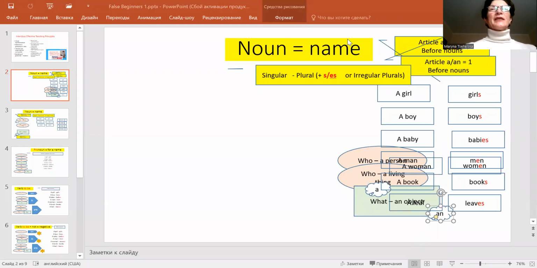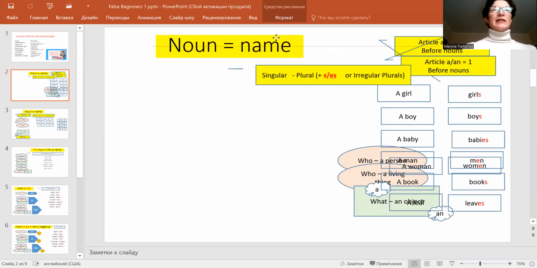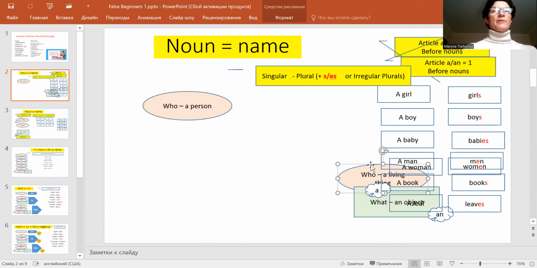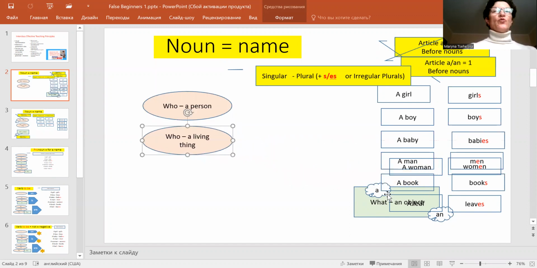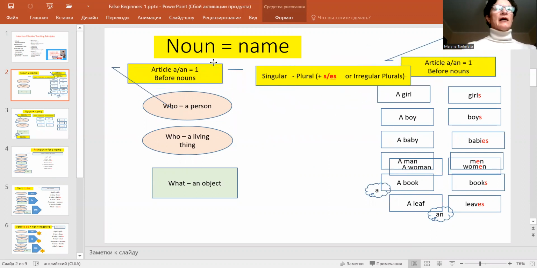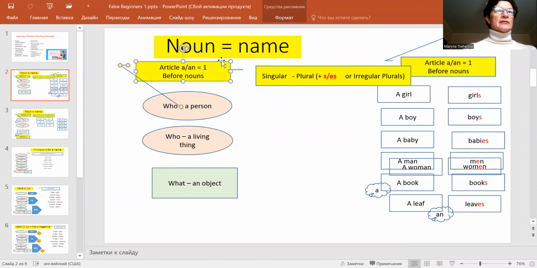Hello. Today we are talking about a noun, which in English means a name. We can name a person, we can name a living thing, or we can name an object. A noun usually requires an article if it is in singular. Article a or an means one. So a person, a living thing, but an object.